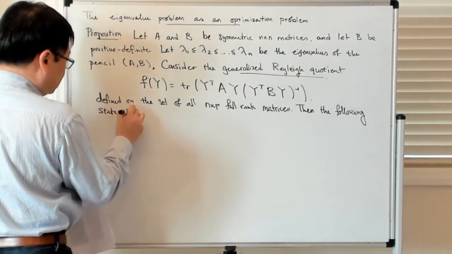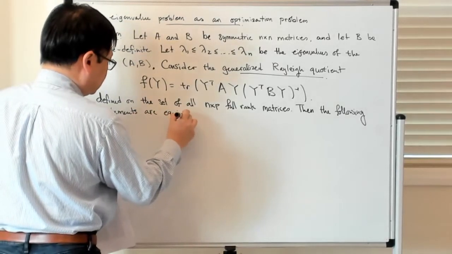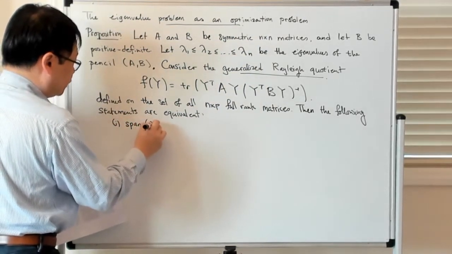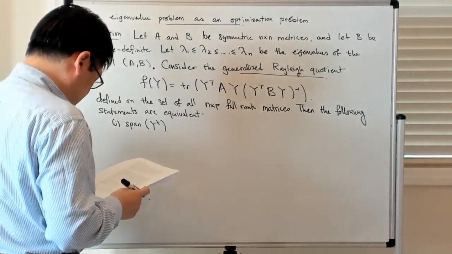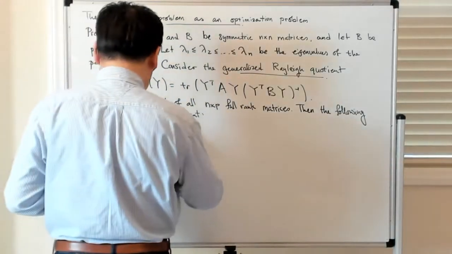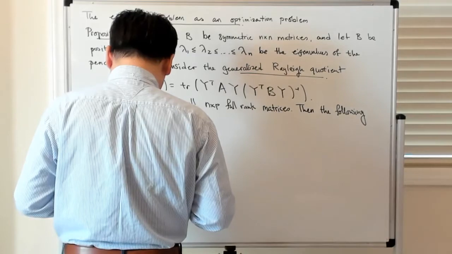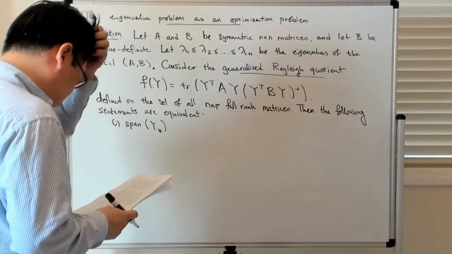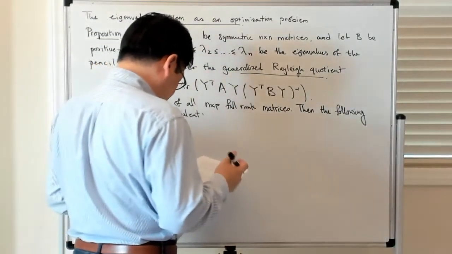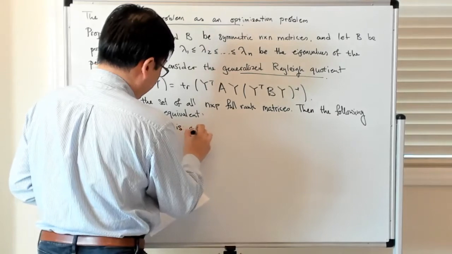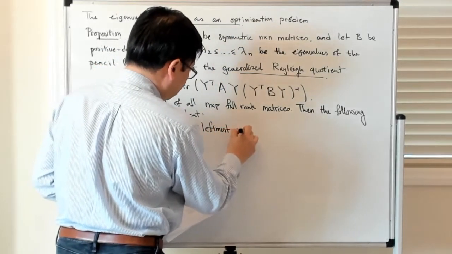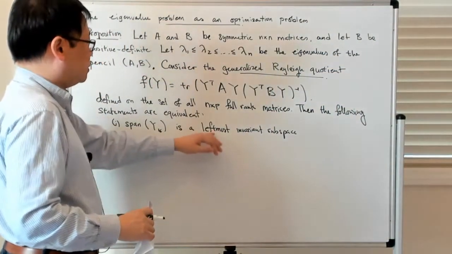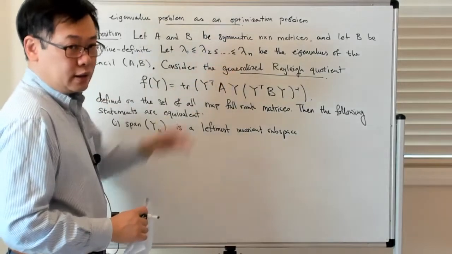The following statements are equivalent. So the first of which is that the span of the value Y, which minimizes this Rayleigh quotient, is going to give you a leftmost invariant subspace of A, B. And the non-uniqueness has to do with the fact that the eigenvalues could have multiplicity. Okay.